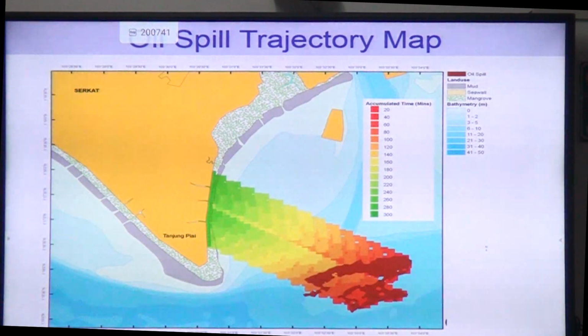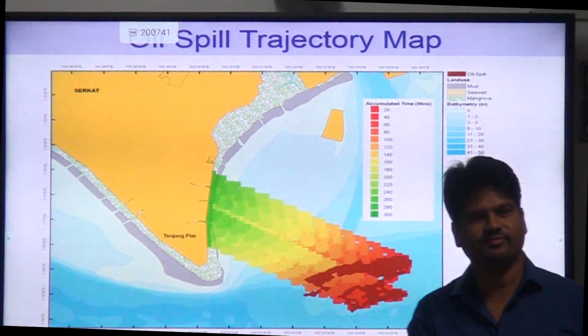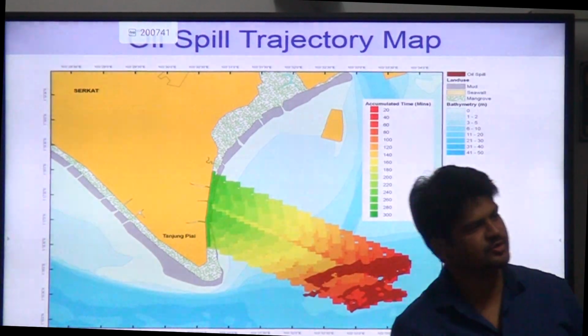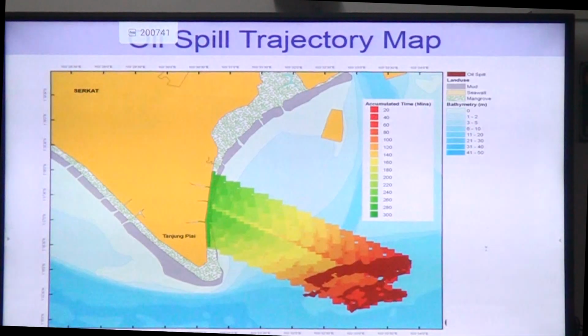Then you can produce it now. Now you have a very dynamic, active simulation, and you can also produce a static map. At least all your efforts and resources, whatever you have, you can get ready to mitigate the cleaning of the sea and everything. Got me?